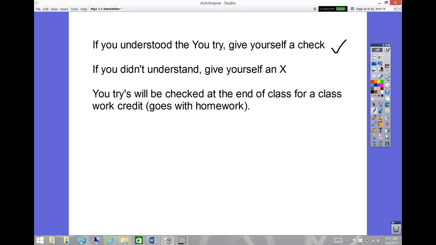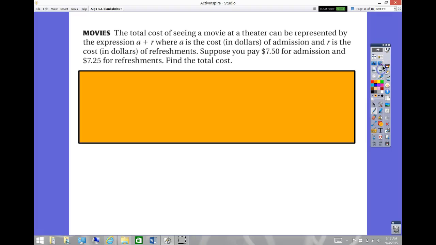I will check on these U-tries at the end of class, and you're going to get a classwork credit. You could think of it as participation credit. It'll be counted with the homework category in your grade. So you don't want to not do these things.